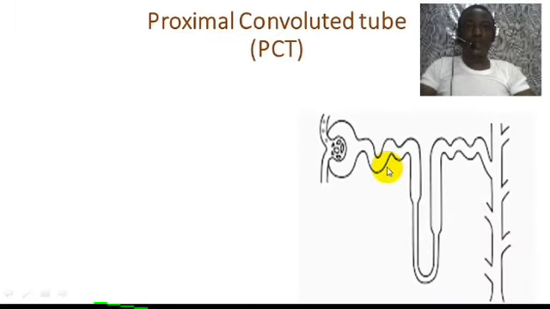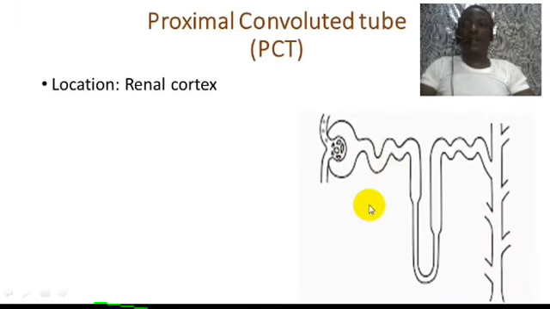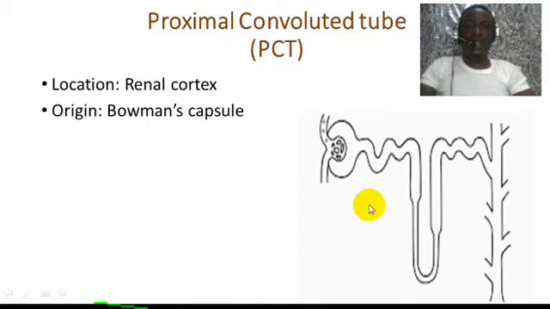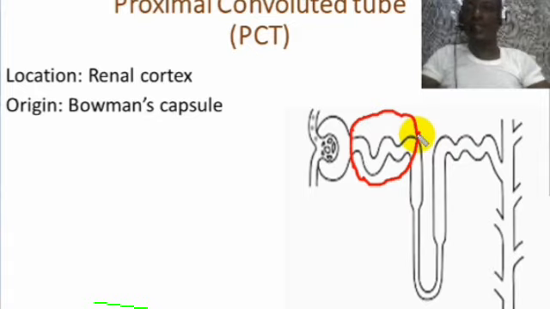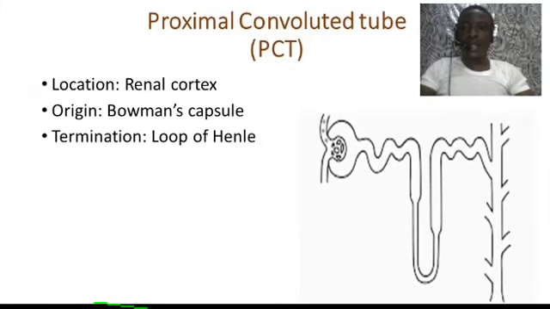The proximal convoluted tubule is located in the renal cortex. I will explain that later on. It originates from the Bowman's capsule. That means it takes its origin from here, the Bowman's capsule. From this part to this part is actually the PCT. So it takes its origin from the Bowman's capsule and it terminates at the loop of Henle.